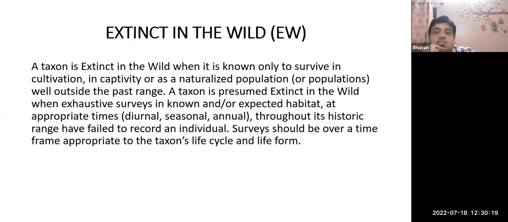The next category is extinct in the wild. Extinct in the wild means that this taxon is no more found in the wild, but it can still be observed in captivity. So there is still a chance that from captivity, when the threats in the wild have gone, these organisms will be reintroduced back into their original wild habitat. Some examples of extinct in the wild are the Hawaiian crow and Accipiter oryx.